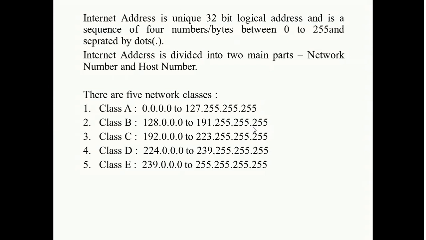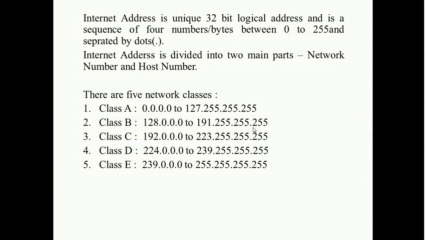The class D having the range 224.0.0.0 to 239.255.255.255. The class D address is used for the multicast program, means multicast groups, and there is no net ID or host ID. So for the class D there is no net ID or host ID, and specially the class D is used for the multicasting. Next class is class E.